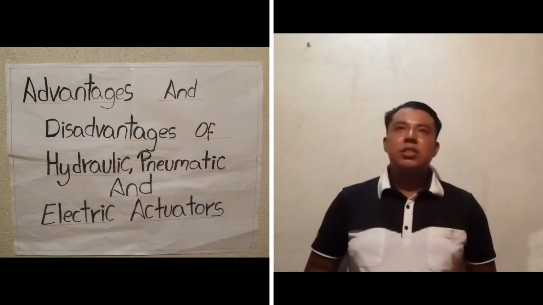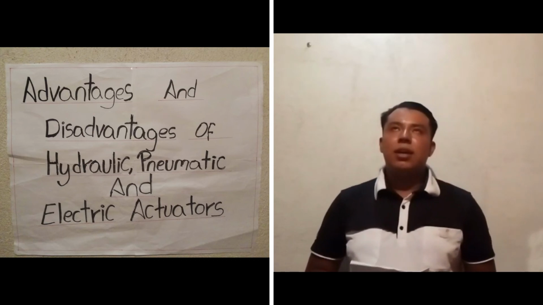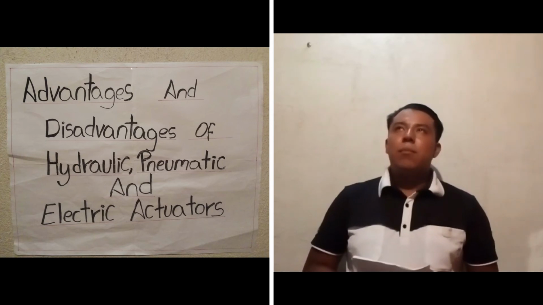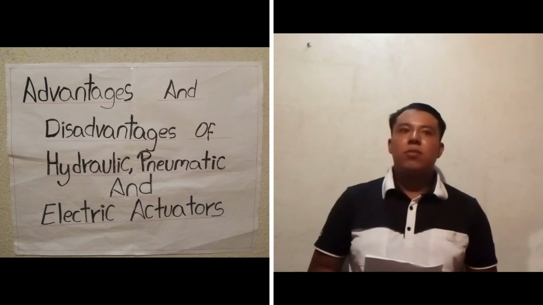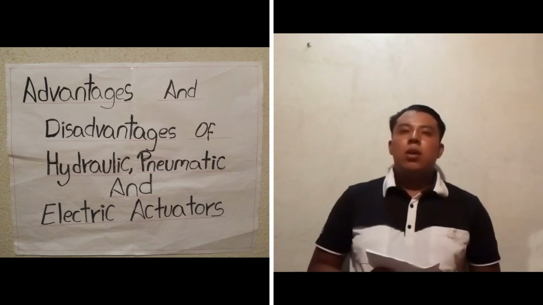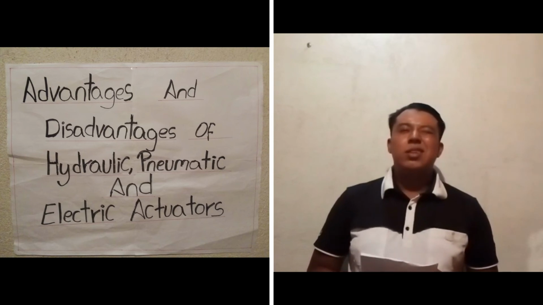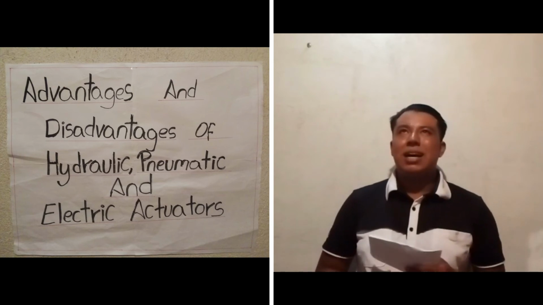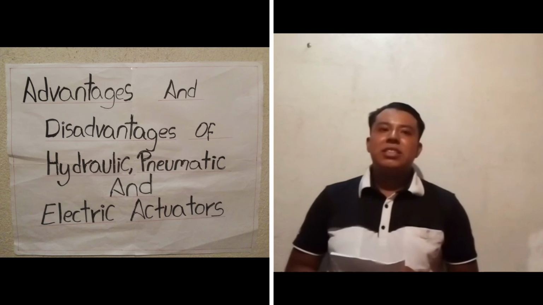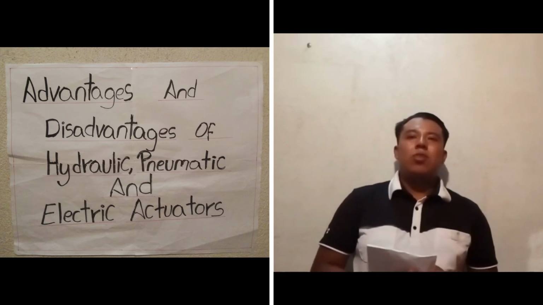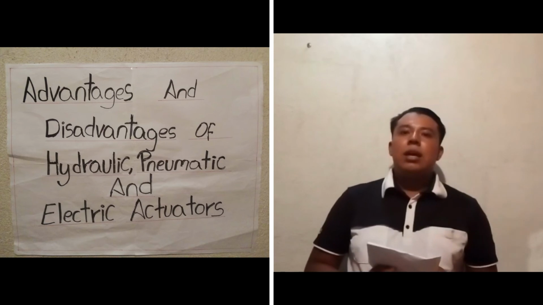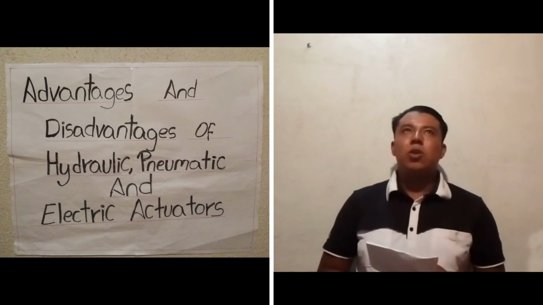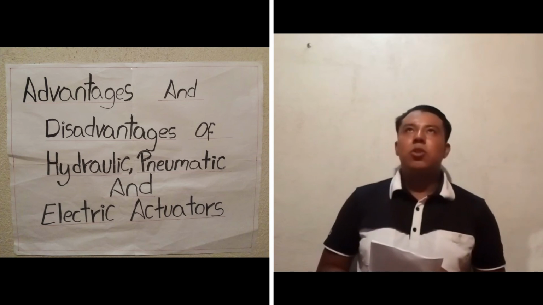Advantages and disadvantages of hydraulic, pneumatic, and electric actuators. Advantages of hydraulic actuators: a hydraulic actuator can maintain a constant force without the pump supplying more fluid, due to the use of an incompressible fluid. Hydraulic actuators can generate very high force. Disadvantages of hydraulic actuators: fluid leakage reduces efficiency. It is a high maintenance system, and many components are constantly monitored.